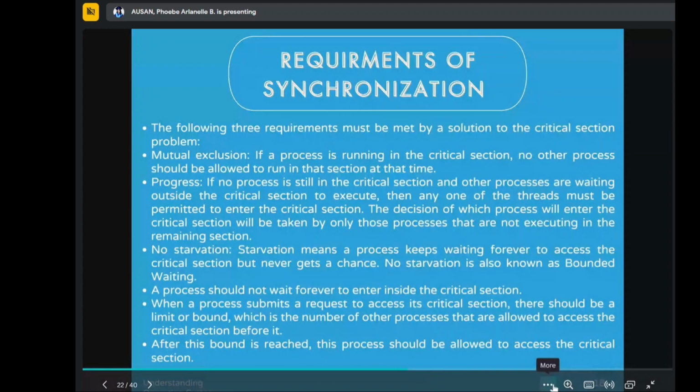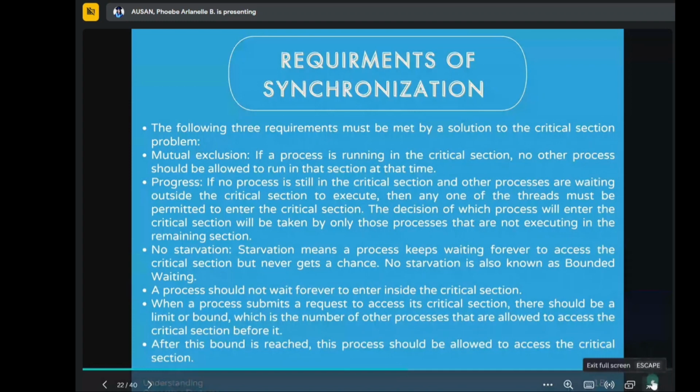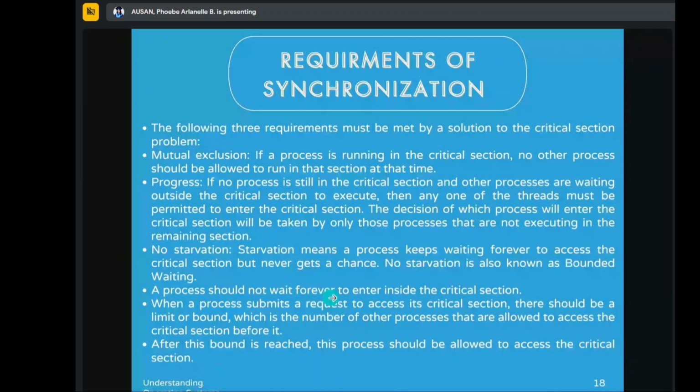Next is a process should not wait forever to enter inside the critical section. So there should be kanang dapat tanan nakasulod sa one at a time siya. So a process should not wait, di na siya magstay, dapat kay makasunod siya sa critical section.